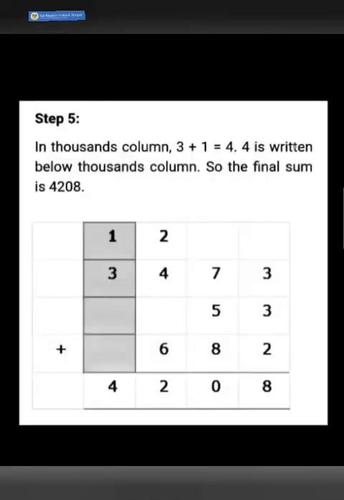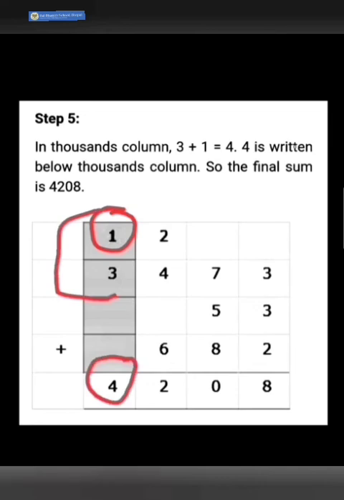In thousands column, we have 1 as the carryover and 3 as the main number. So now the main number and 1 as the carryover will be added together. 1 plus 3 and it gives you 4. Now we don't have any further carryovers, so our sum completes here.